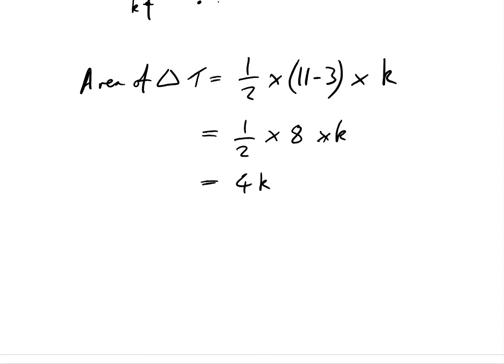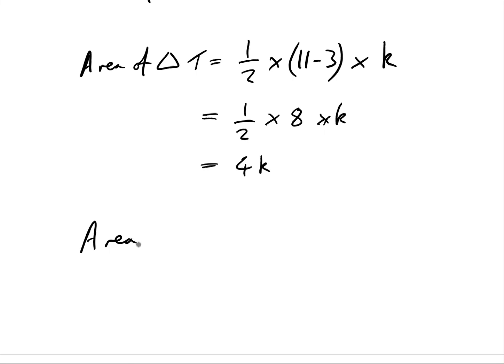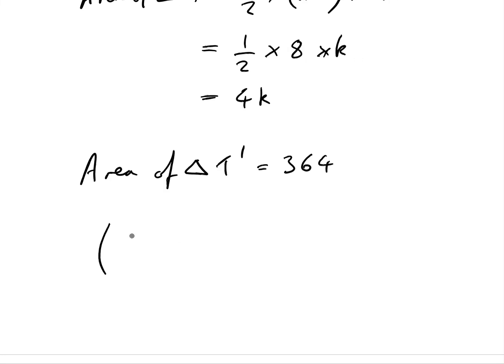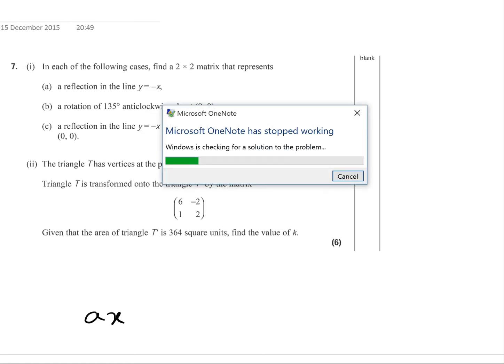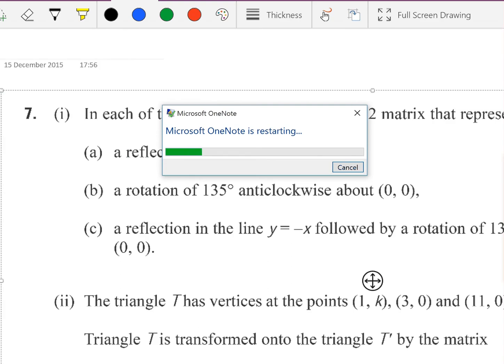Okay, well, we've been told in the question that the area of triangle T dash, so the area of our new triangle after transformation, is equal to 364 units. Now we've been told the transformation matrix. The transformation matrix is 6, minus 2, 1, 2. Let me just double check that is the right one. Yeah, 6, minus 2, 1, 2. Just let me sort that out.